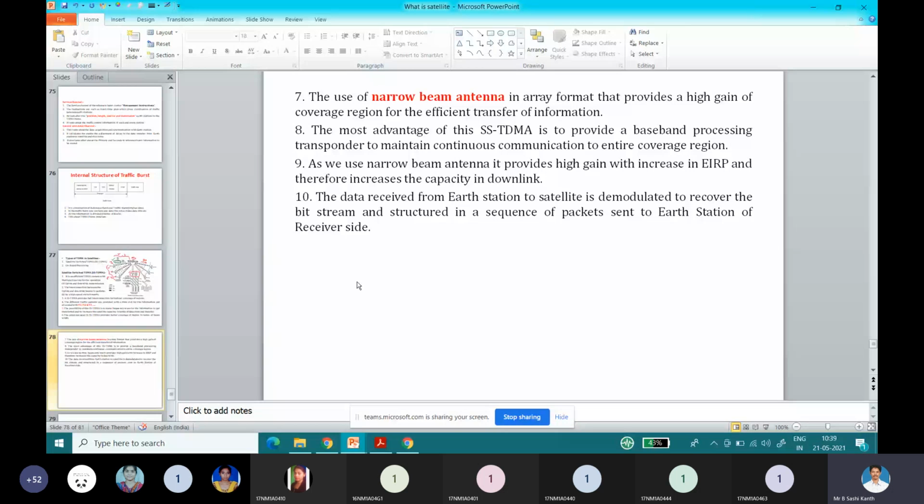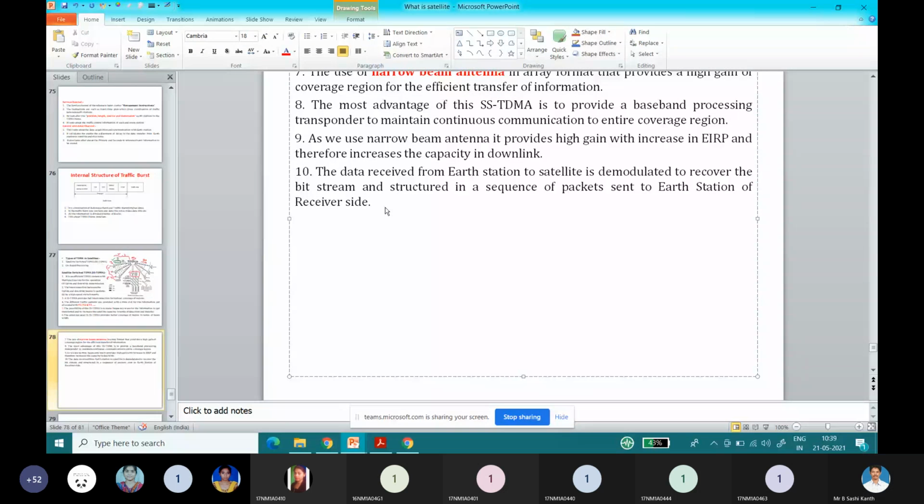This is the thing what happens in your SS TDMA. So this is the thing about SS TDMA. Next we go for the next one, that is onboard processing.